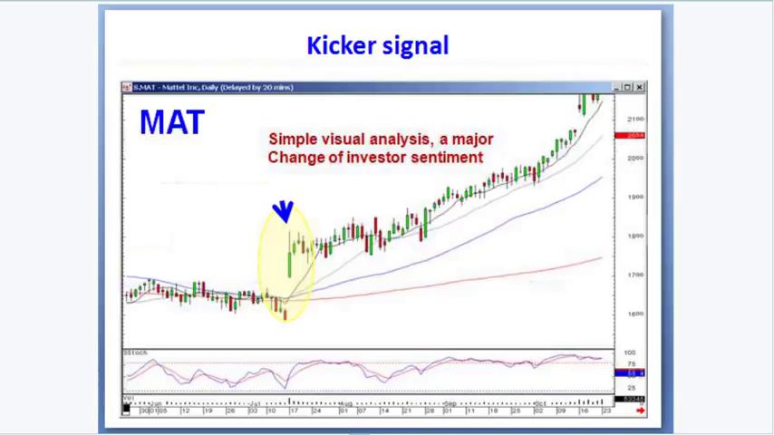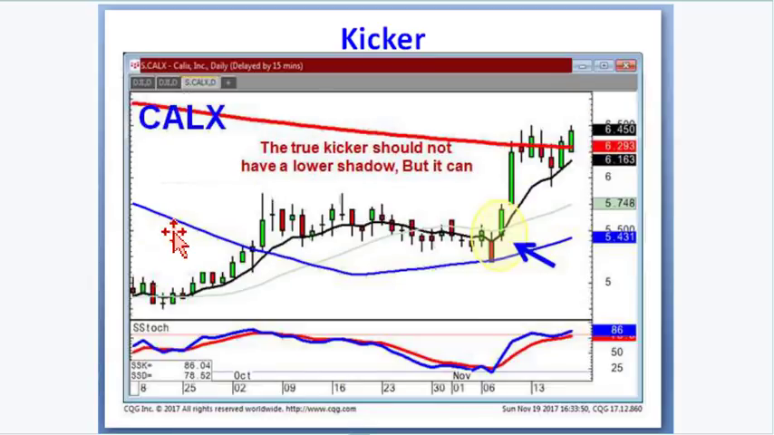So the kicker signal in itself is a very powerful signal. But you can add other elements, such as they bounced off the 50 and did a kicker signal. They broke through this downtrending channel, and they're doing it in the oversold area. Now remember, stochastics don't really matter, but it adds a little bit of fuel to the fire to see a candlestick sell signal or buy signal or kicker signal occurring in the oversold area.